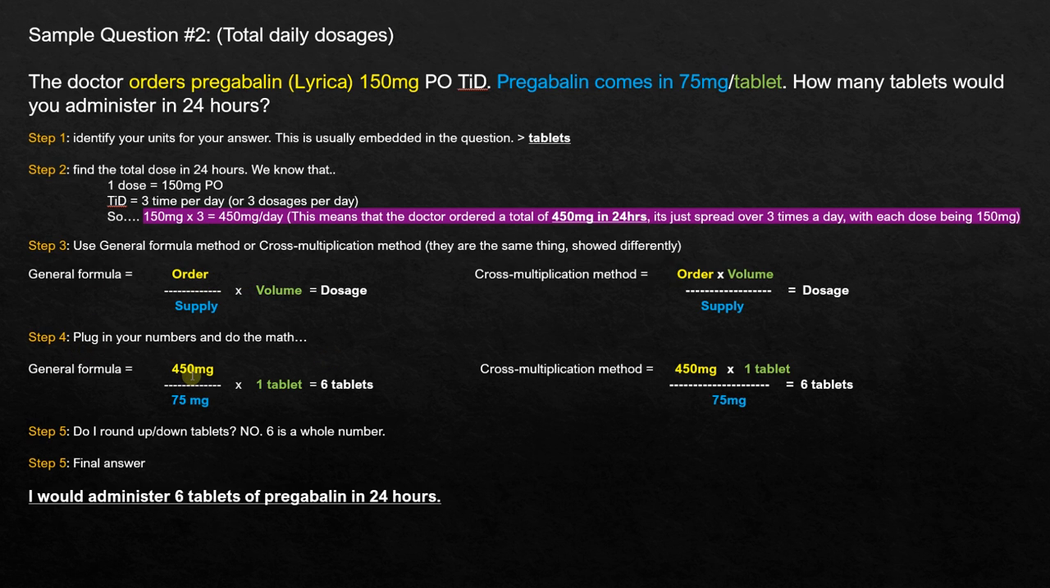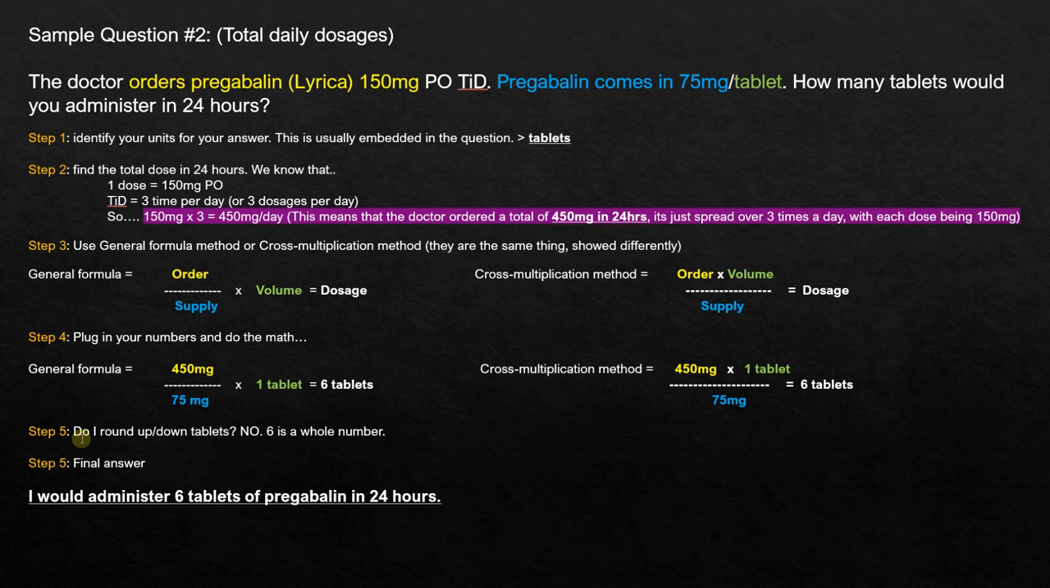Now the order, as you can see, in this case, because I'm asking for the total dose in 24 hours, you're not going to enter 1 single dose here. You're going to enter the 24-hour dose. And we calculated it was 450 milligrams. So our order is 450 milligrams in 24 hours divided by our supply, which is 75 milligrams, times our volume, which is 1 tablet. Again, 75 milligrams are contained in 1 tablet. If you do the math, it will give us 6 tablets, and if we use the cross multiplication method, it will also give us 6 tablets.